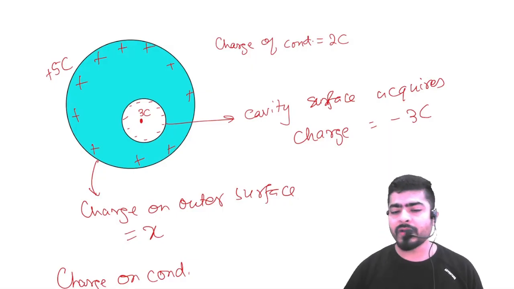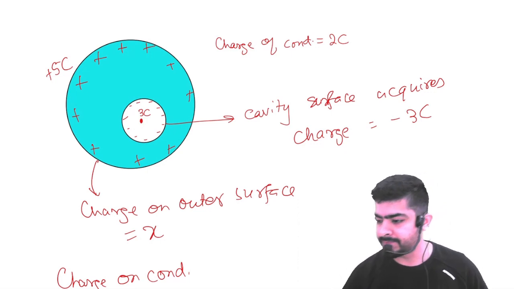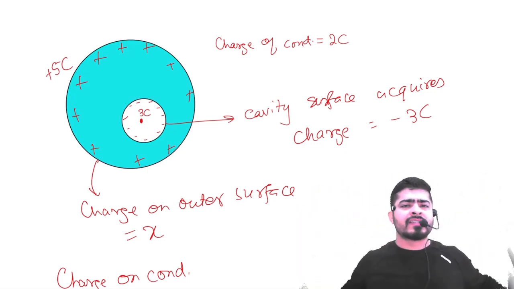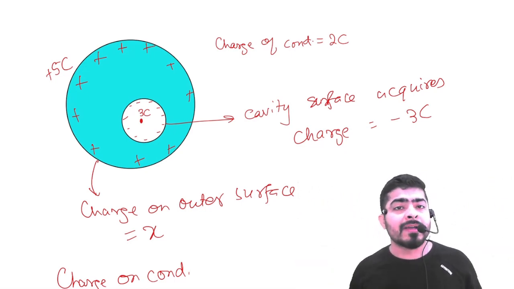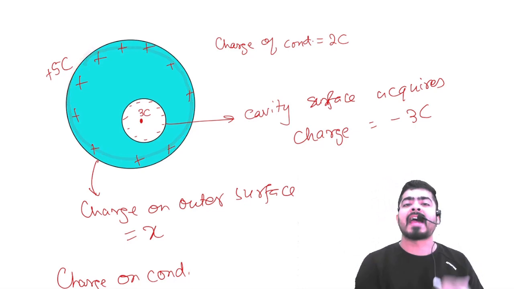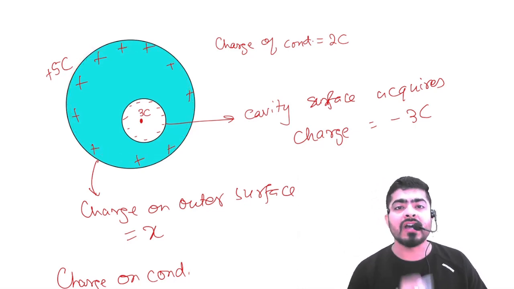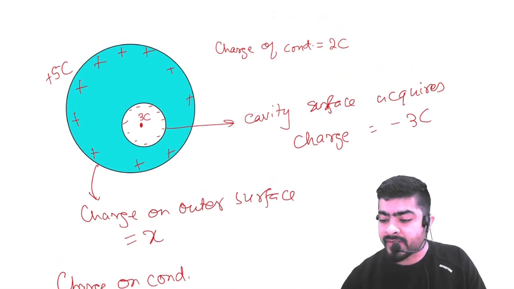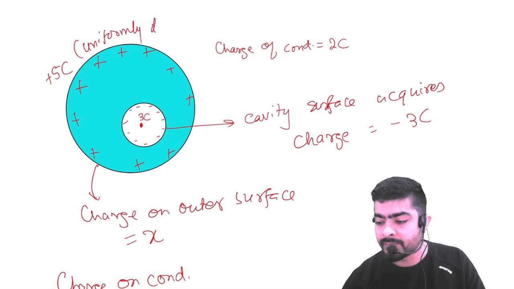Now there's one more important point that you need to understand. Right now suppose that there is no other charge in the space, no other charge nearby this conductor. So the outer surface will always have uniform charge distribution. Is that clear? The outer surface will always have uniform charge distribution. The 5 coulomb charge will be uniformly distributed.